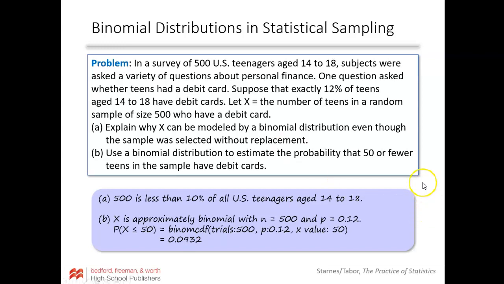Remember, it always measures the number to the left on the distribution. We're going to use trials of 500, a success probability of 0.12, and an x value of 50. Notice we used binomial CDF so that it would accumulate all of the values below. And that came out to 0.0932.